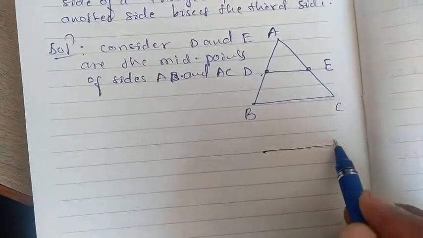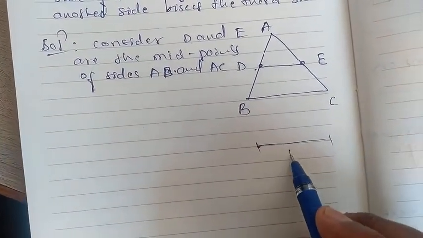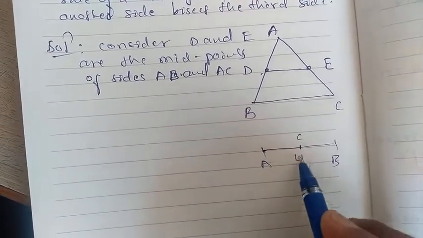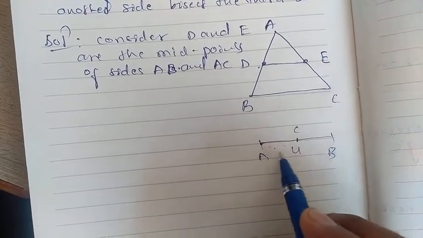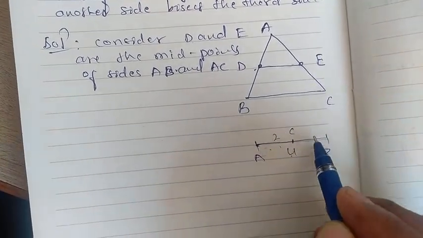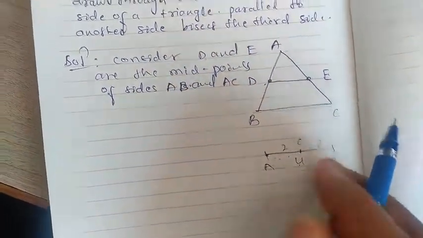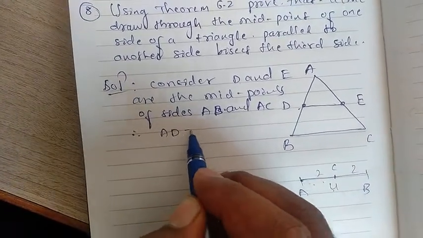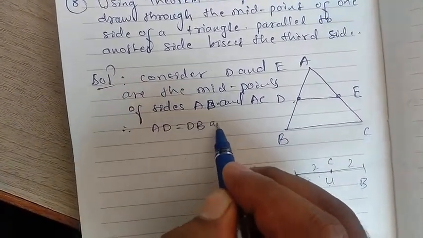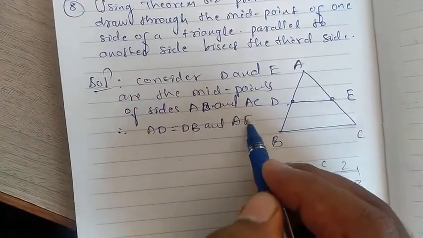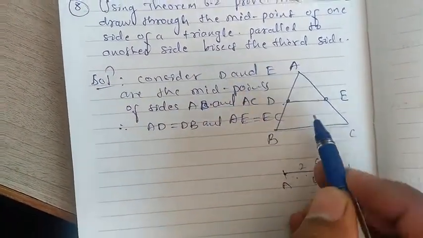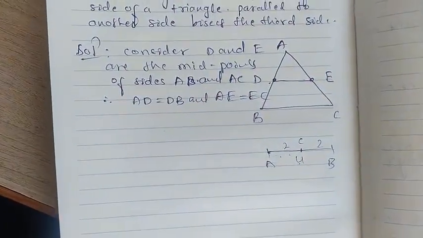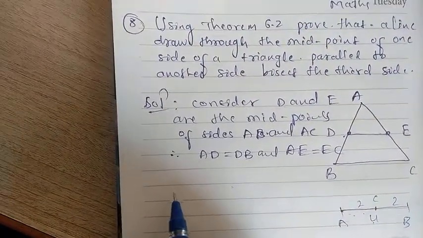For example, see here, one line is there. This is a 4 centimeter line, A and B. So here C is the midpoint of AB. It means what is the length of this one? From A to here is 2 and this is 2. It means it is divided into 2 equal parts. So here what you can say is that AD is equal to DB, correct? And AE is equal to EC, because D is the midpoint of AB and E is the midpoint of AC. Correct, children? So now what can you write?